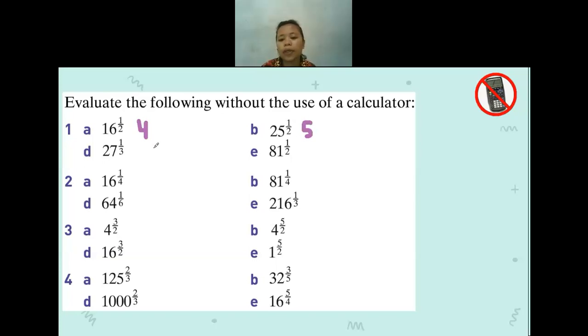How much will it be? 27 to the power of 1 per 3. Yes, it will be equal to 3. Now what about 81 to the power of a half? How much will it be? Yes, it will be equal to 9.